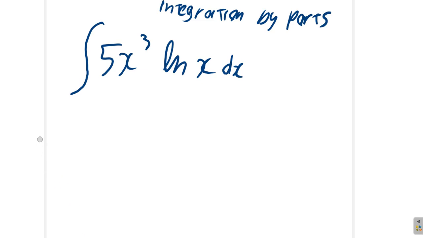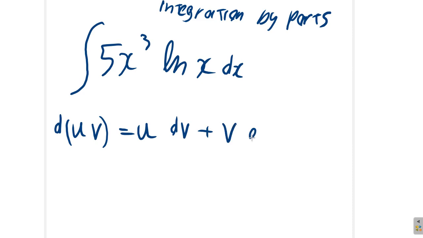Now, let's say you have two functions in x, u and v, u multiplied by v. The derivative of uv equals: you hold u as it is, differentiate v, plus hold v as it is, differentiate u. Alright? Remember that.